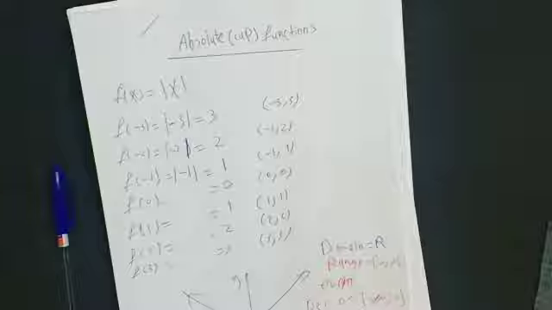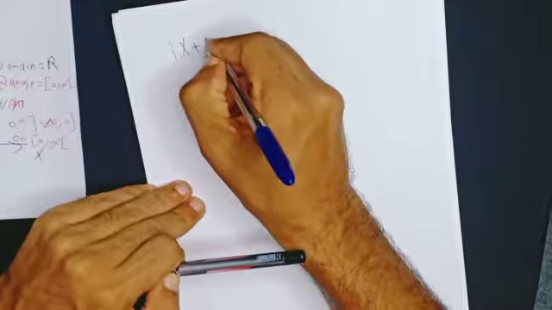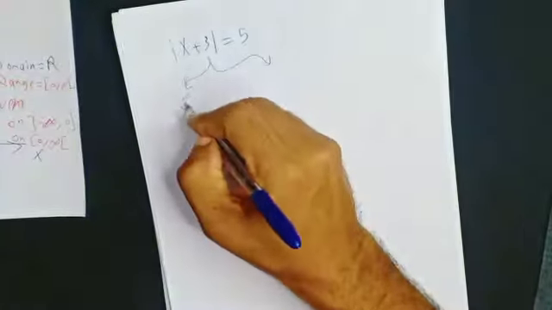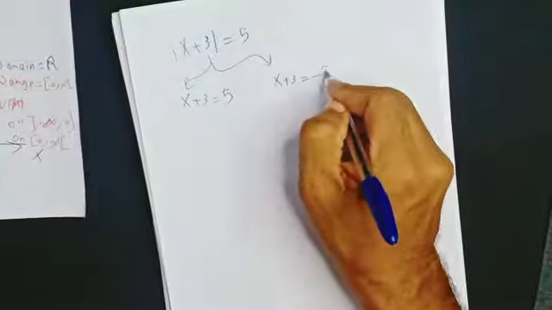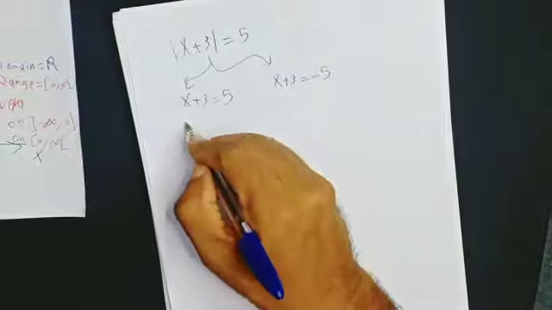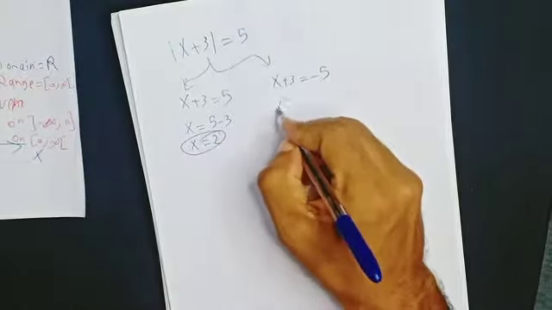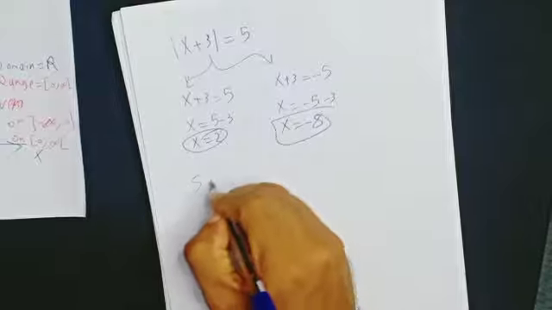Now, how can we solve the equations of absolute function? Absolute value of x plus 3 equals 5. This equation has two cases. Either x plus 3 equals 5 or x plus 3 equals negative 5. Therefore, x equals 5 minus 3, so x equals 2, or x equals negative 5 minus 3, x equals negative 8. The solution set equals {2, negative 8}.